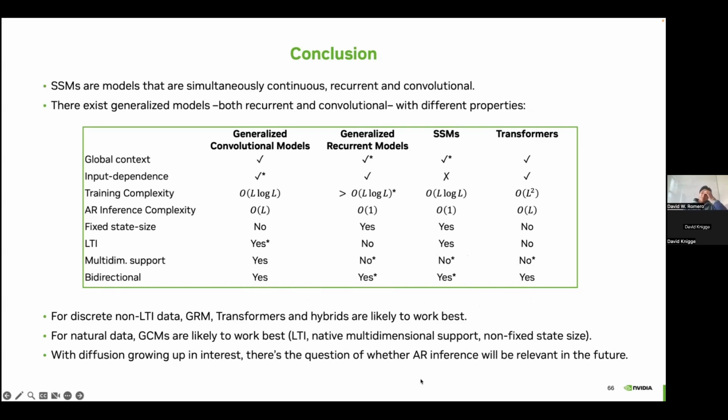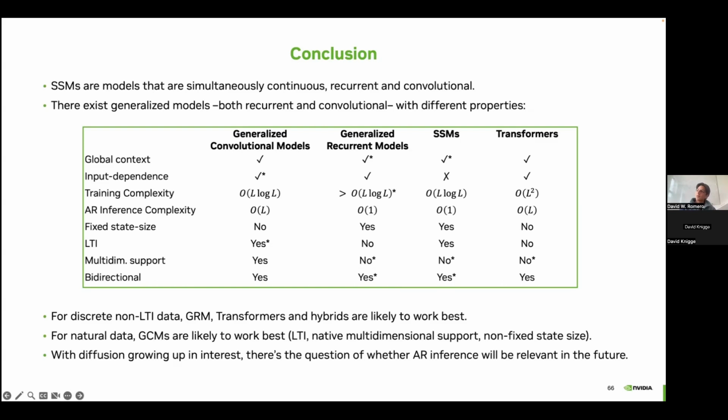So in summary, for discrete non-LTI data, generalized recurrent models in combination with transformers are likely to work the best. For natural data, images, videos, audio, generalized convolutional models are likely to work best, probably also in combination with some other models, maybe with transformers as well. Once you have tokenized the inputs, you could have some layers there, a little bit like Jamba was doing for Mamba.